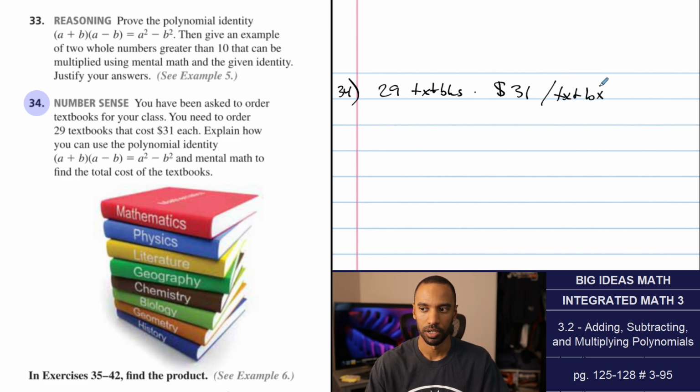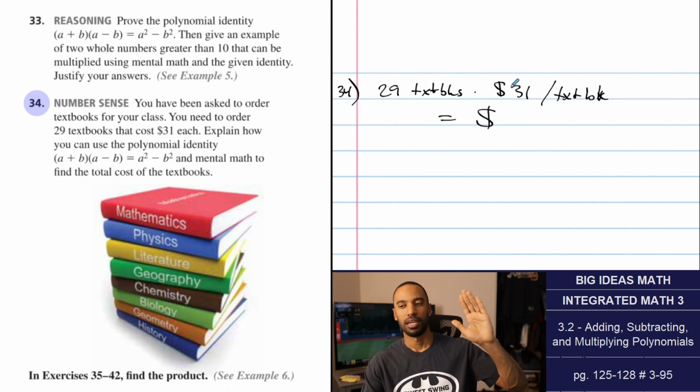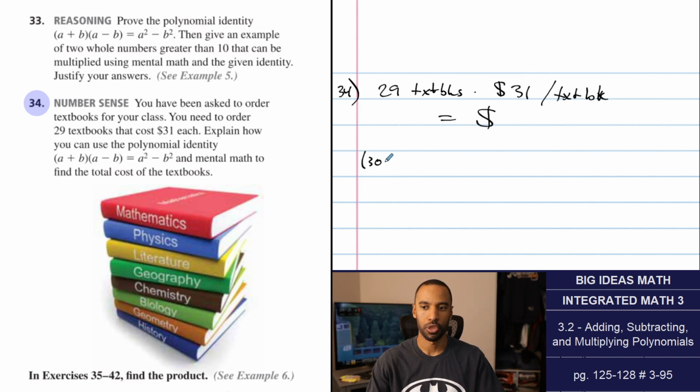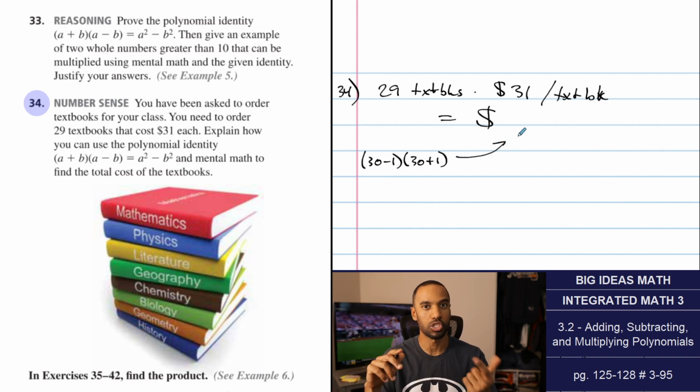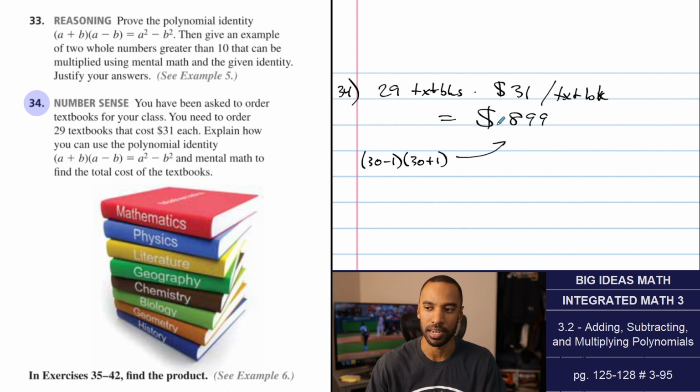Now the answer will be in dollars. That'll be in dollars, right? So here's the mental math. 29 times 31 is also 30 minus 1 times 30 plus 1. So the mental math I'm going to do is 30 squared minus 1 squared. That's 900 minus 1, which is $899.